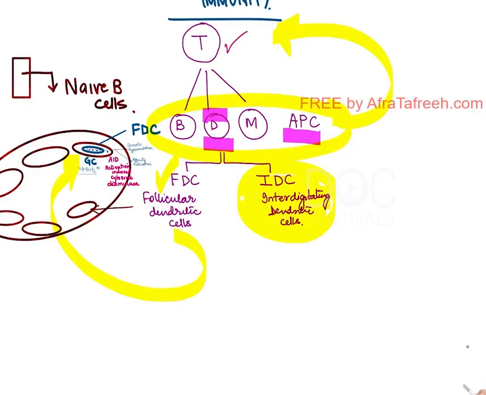You also learned that FDCs are very important for the proper development of B lymphocytes, and they help in affinity maturation and somatic hypermutation with the help of an enzyme called AID, which is very helpful in this.